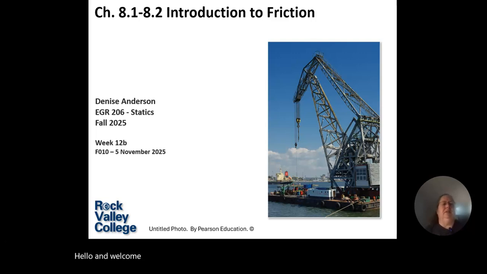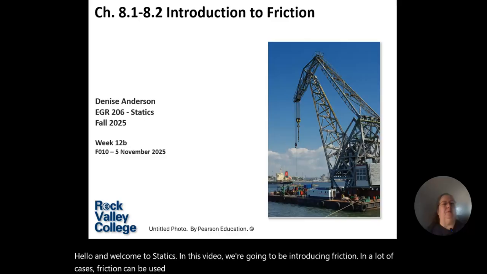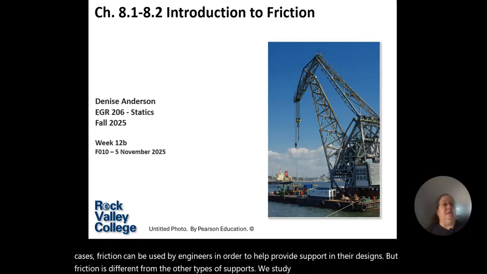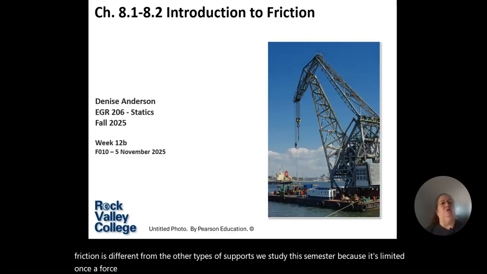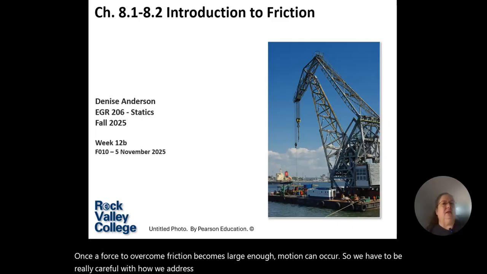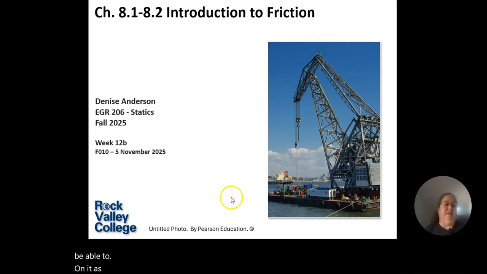In this video, we're going to be introducing friction. In a lot of cases, friction can be used by engineers in order to help provide support in their designs, but friction is different from the other types of supports we've studied this semester because it's limited. Once a force to overcome friction becomes large enough, motion can occur. So we have to be really careful with how we address friction and make sure that the conditions are right to be able to count on it as a support force. So let's go ahead and get started.